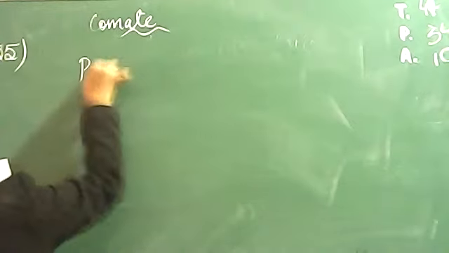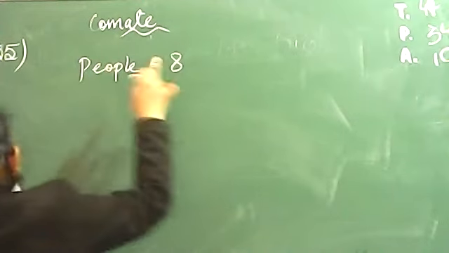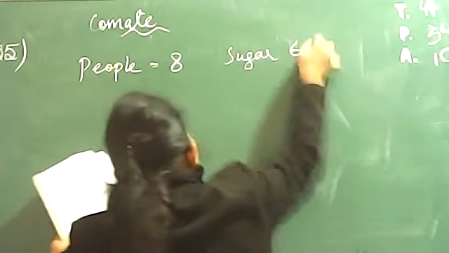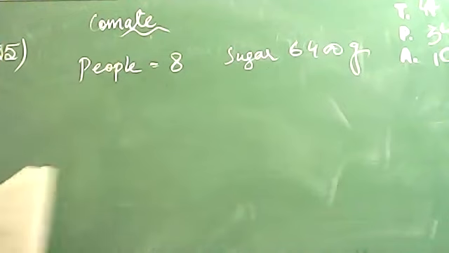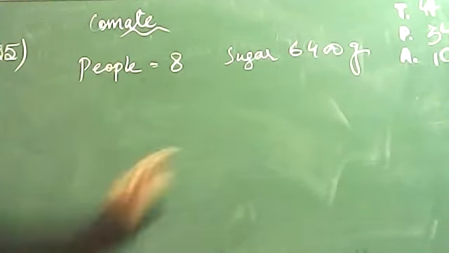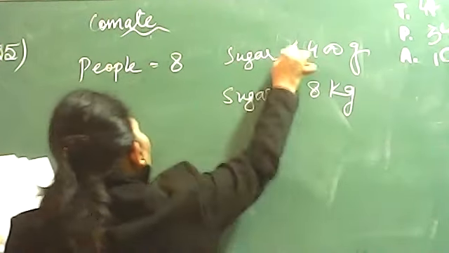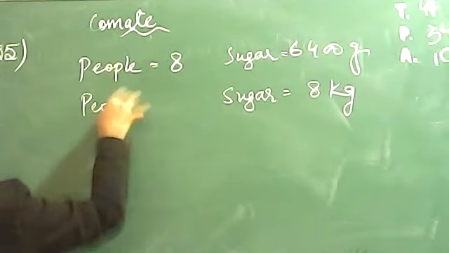A family of 8 people is entitled to have a ration of 6,400 grams of sugar. 8 kg of sugar will be used by how many people? Now look at here. Here it is telling that people are 8. Okay, when people are 8, they have the sugar consumption as 6,400 grams. Okay, and when they have 8 kg of sugar, we have to find out now how many people will be there.